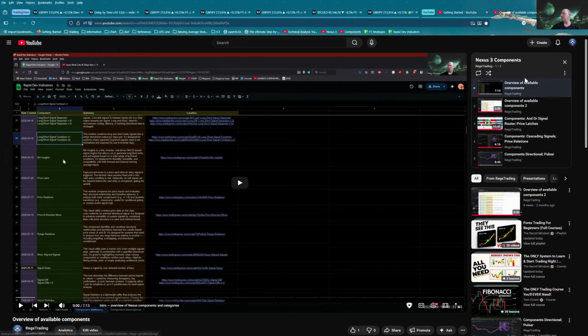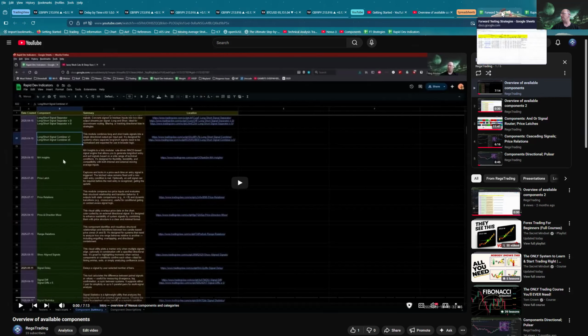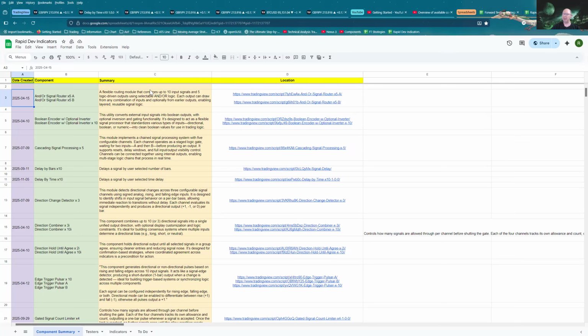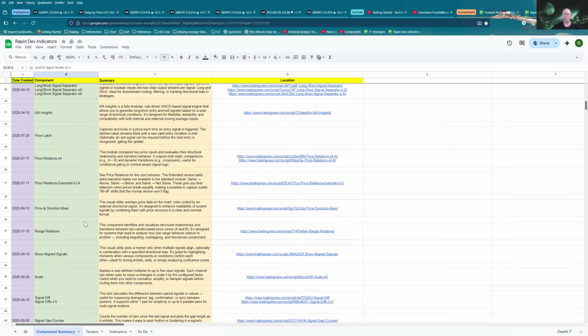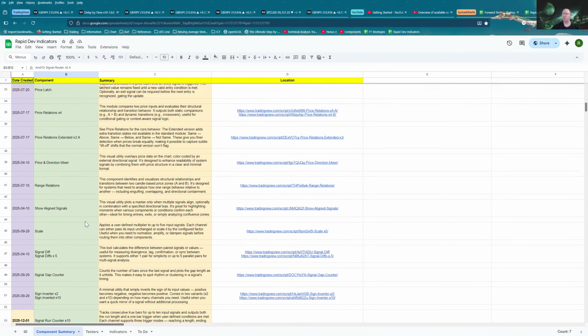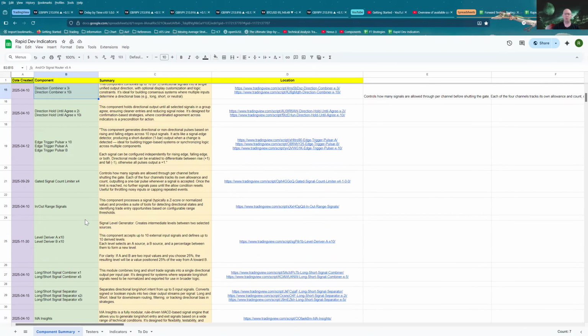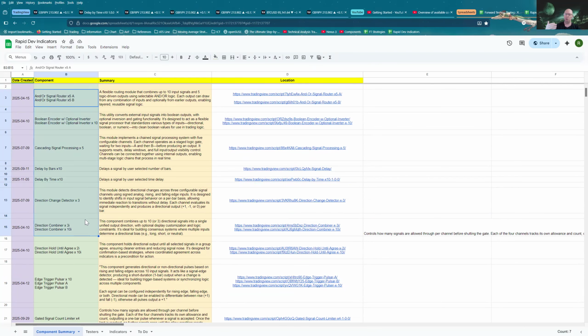The next thing you want to do, in line with this, is go to the spreadsheet. And where are my spreadsheets? Here we go. You want to glance down through this list. Don't try and absorb it all. Just try and get a general idea of what's available, so that when you come into a problem, you know, oh, I know there's a thing for that. Like, do I need to combine signals by anding them or oring them? Okay, that's the one to use.